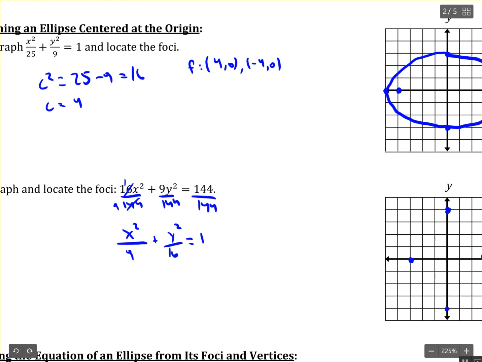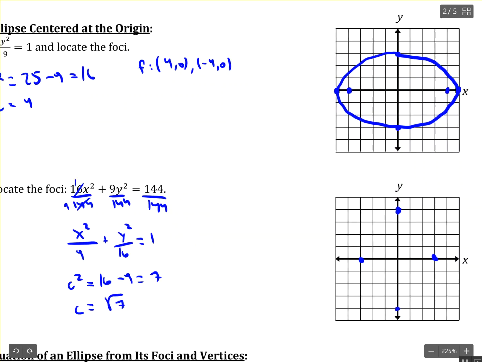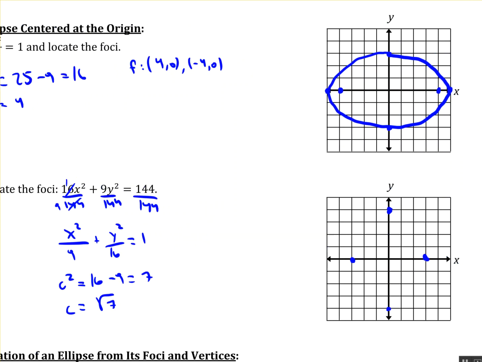So our major axis is up and down this time, because the bigger number's under the y. So the foci, c squared, is going to equal 16 minus 9 equals 7. So c equals square root of 7. So I'm just going to go up and down square root of 7. Square root of 7 is somewhere between 2 and 3, right? Square root of 4 is 2, square root of 9 is 3. So if we're graphing it, let's just put it right about there.